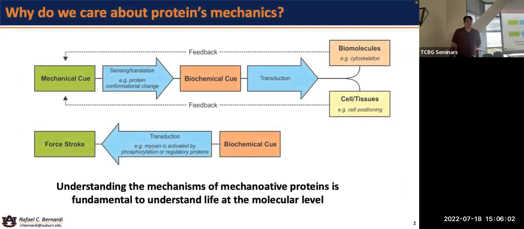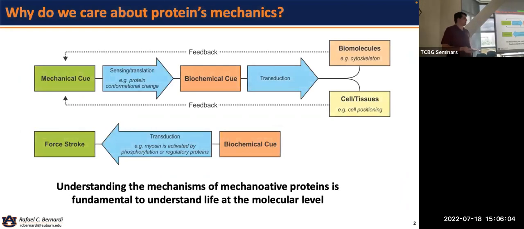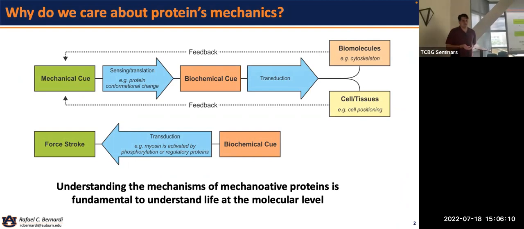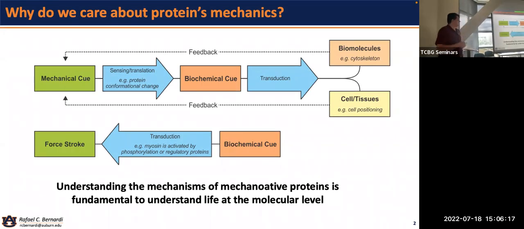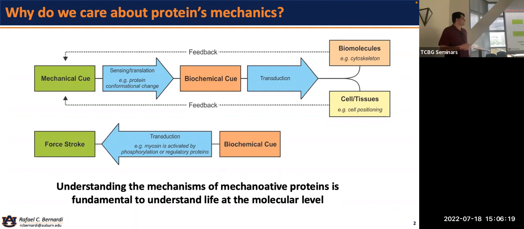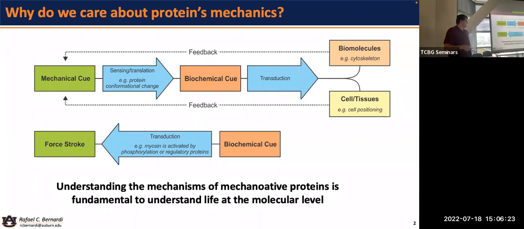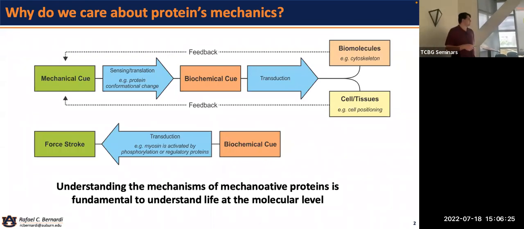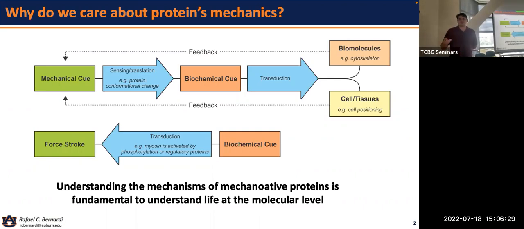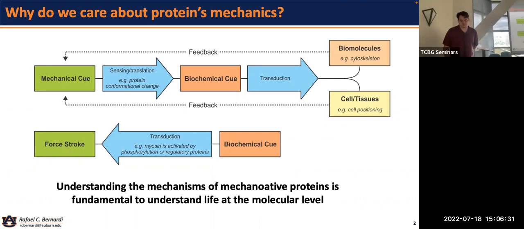The reason I care about the mechanics of proteins is that it regulates many different aspects of the life of a cell. A mechanical signal can be translated into a biochemical signal that is transduced into something the cell is doing. Or you can have the opposite: biochemical signals that make a force stroke, making the cell act using motors.